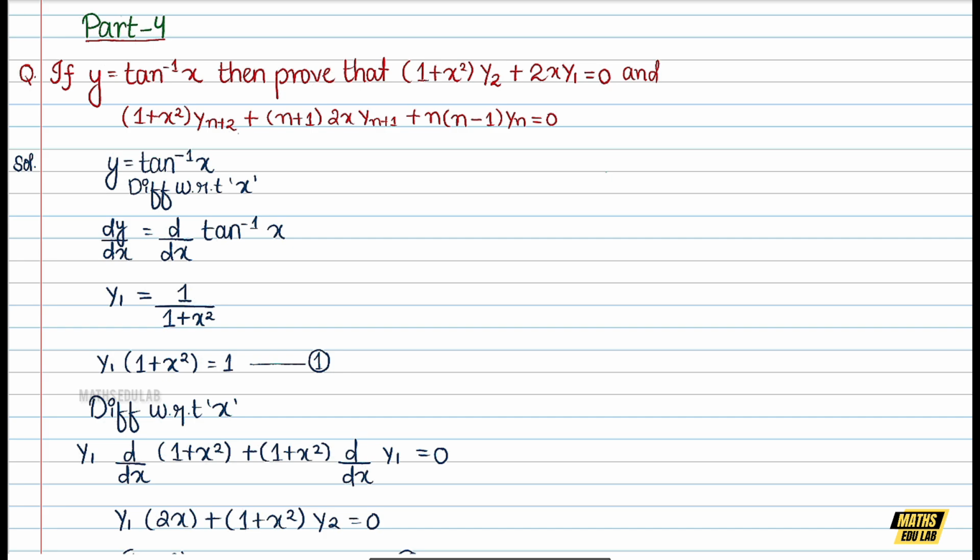that if y is equals to tan inverse x, so here the y value is given as tan inverse of x, then we have to prove 1 plus x square y2 plus 2x y1 is equals to 0. And also we have to prove 1 plus x square yn plus 2 plus n plus 1 into 2x yn plus 1 plus n into n minus 1 yn is equals to 0. So this is what we have to prove.